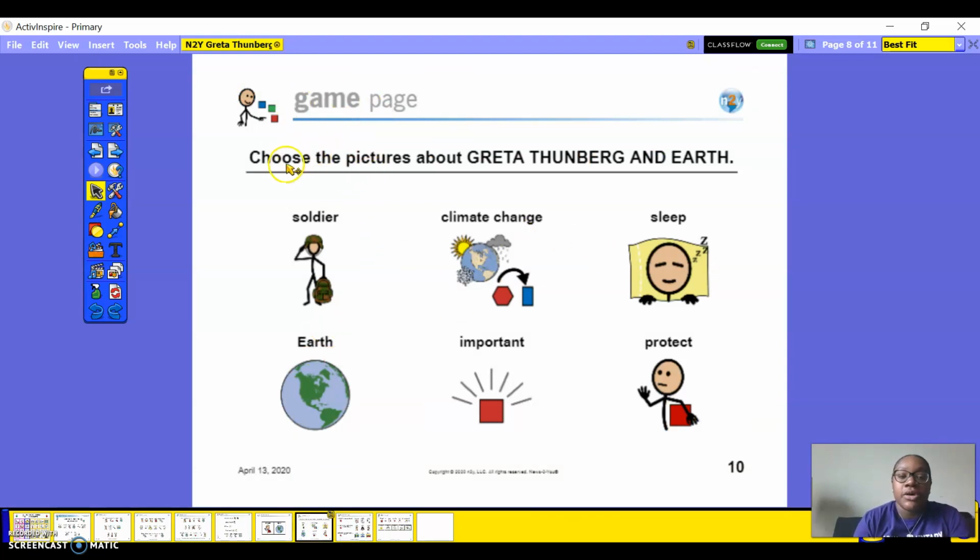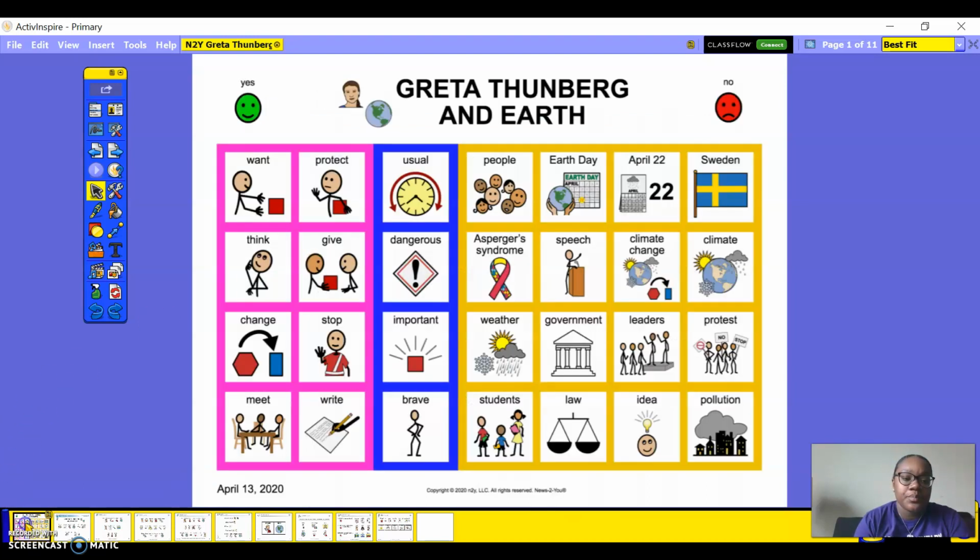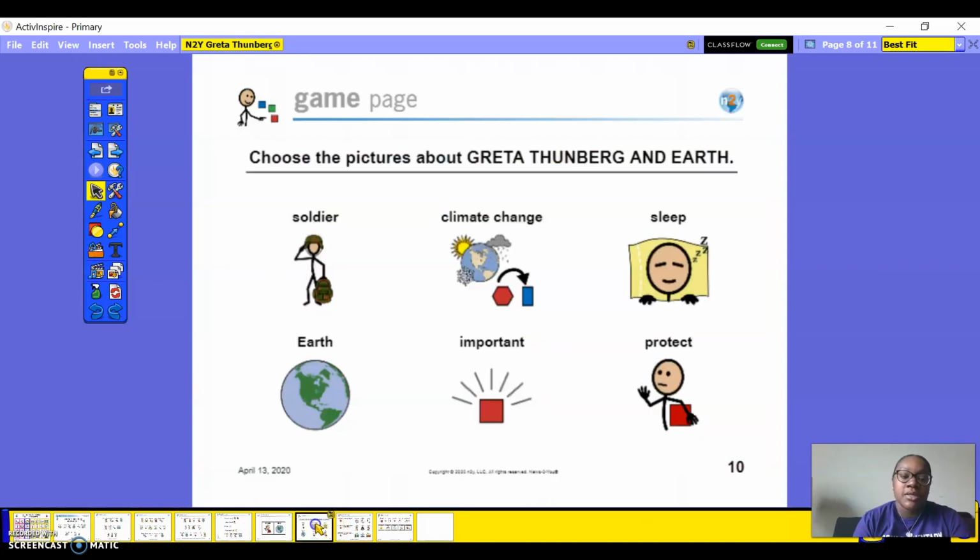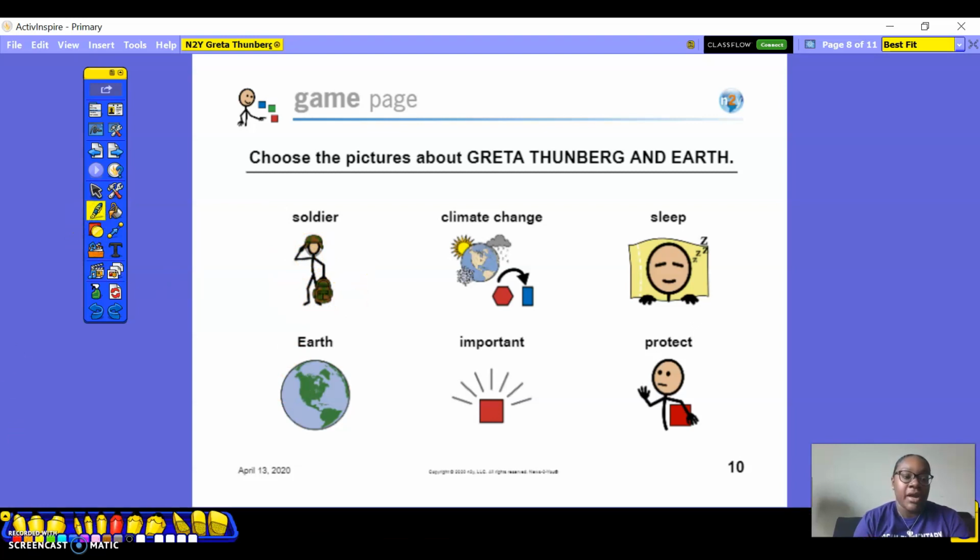Okie dokie. So our directions say choose the pictures about Greta Thunberg and Earth. So our first picture is soldier. So if we go to our communication board, do you see a soldier on our board? I do not see one. So that means a soldier was not in our story. So I'm going to take my writing utensil or whatever writing tool you have, and I'm going to put an X over soldier.